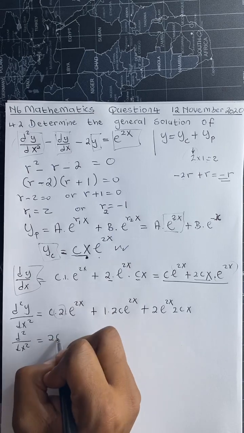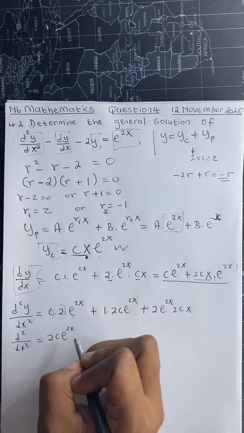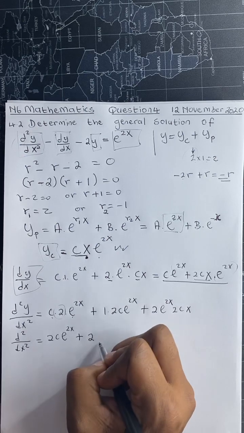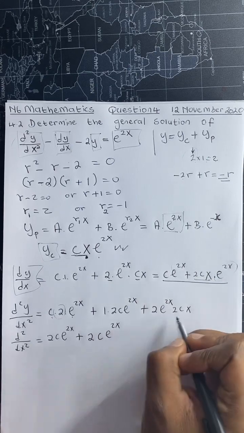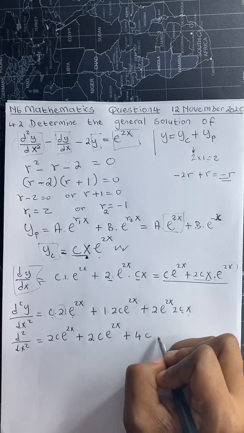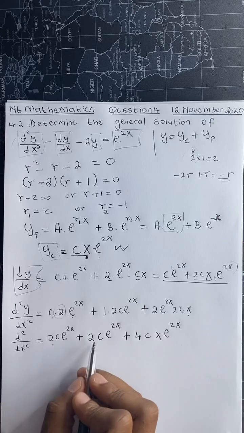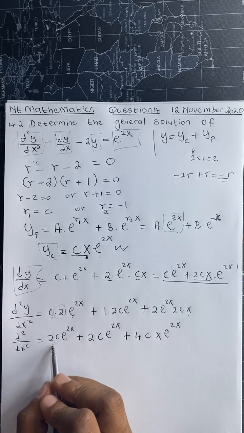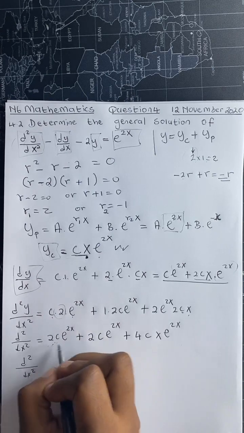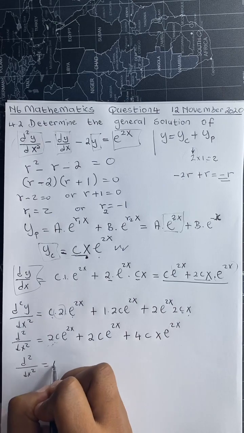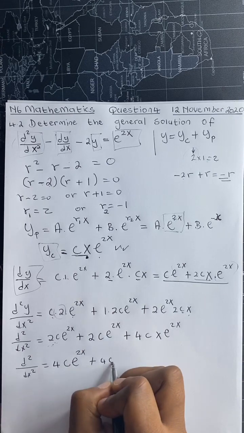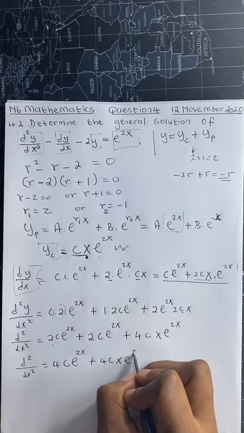So we start with the 2 and the c and the e to the power 2x, plus 1 multiplied by 2 will be equal to 2c e raised to the power 2x, and we move to there. So 2 multiplied by 2 will be 4, and the c and the x e to the power 2x. As we can see, these ones are the same, so we can just add these two. This 2 plus that 2 will be equal to 4c e raised to the power 2x plus 4cx e raised to the power 2x.